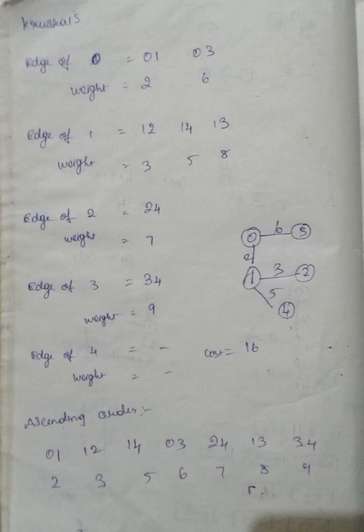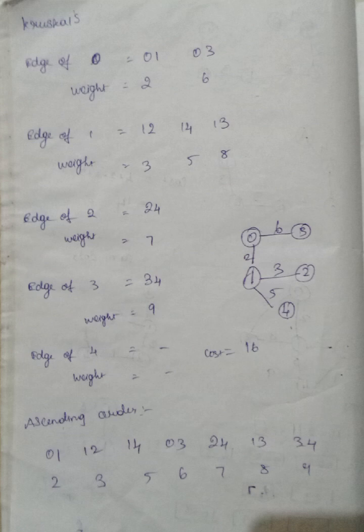And now calculate the connected graph weights and total cost. First of all, 0, 1 is 2 and 1, 2 is 3, so 2 plus 3 is 5, and then 1, 4 is 5, so 5 plus 5 is 10, and then 0, 3 where the weight is 6, so 10 plus 6 is equal to 16. The total cost of the given graph is 16 using the Kruskal algorithm.